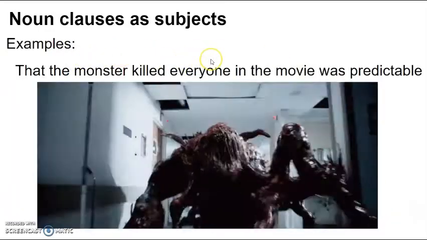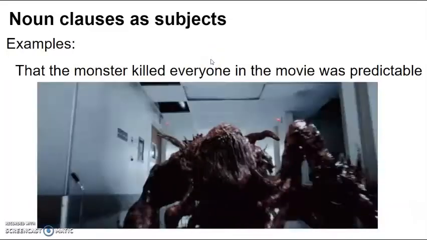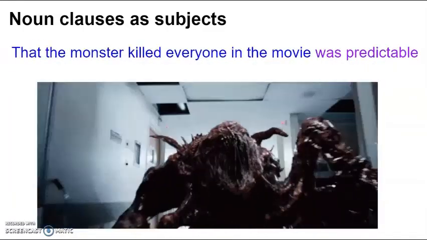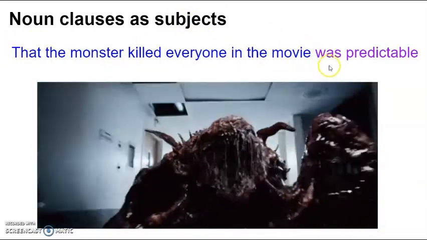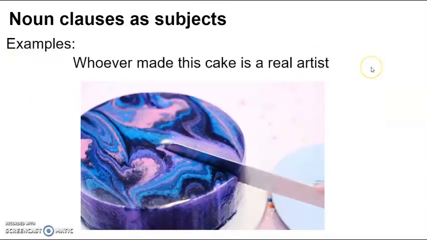That the monster killed everyone in the movie was predictable. Can you identify the noun clause as a subject and the predicate? Well, that the monster killed everyone in the movie, it's a long sentence, but anyway, all this sentence is being taken as a subject. I mean, all of this sentence is making the action of being predictable. So this is the predicate.